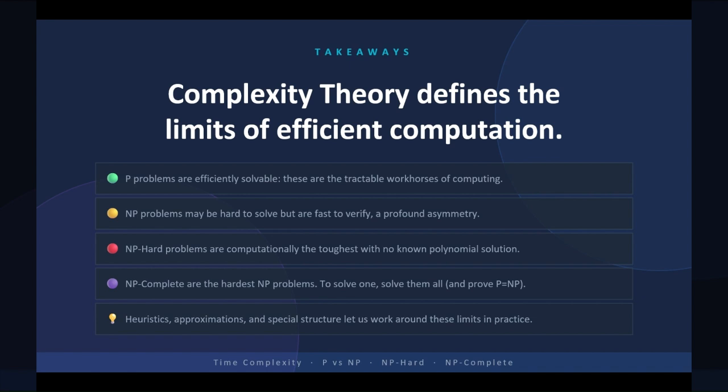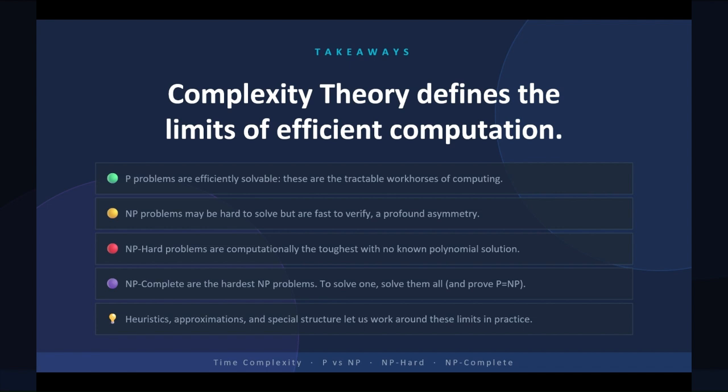NP-hard problems are, at minimum, as hard as the hardest NP problems. Some go beyond into undecidability, into problems no computer can ever fully solve. NP-complete sits at the intersection, the hardest problems inside NP. Solve one efficiently and you solve them all. Prove P equals NP and win $1 million.